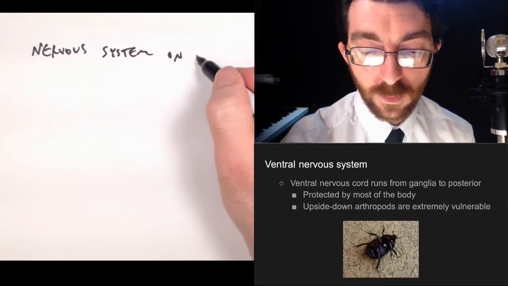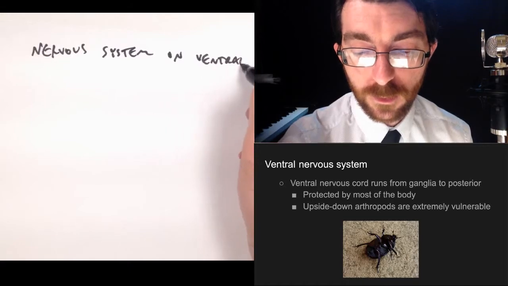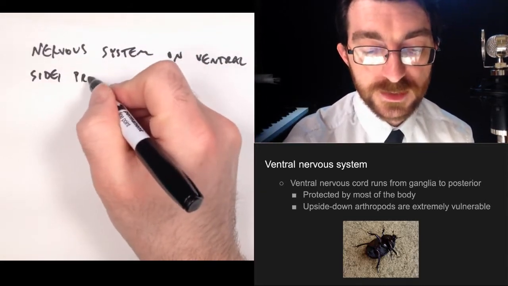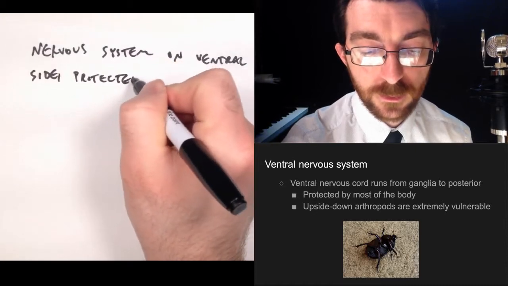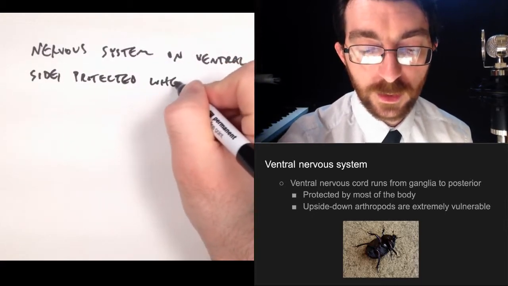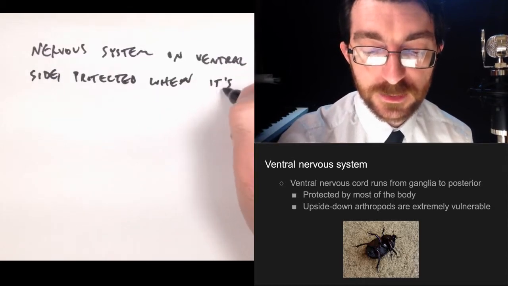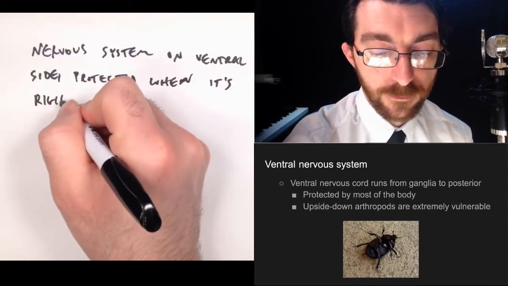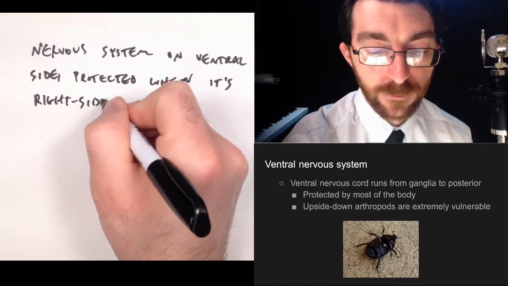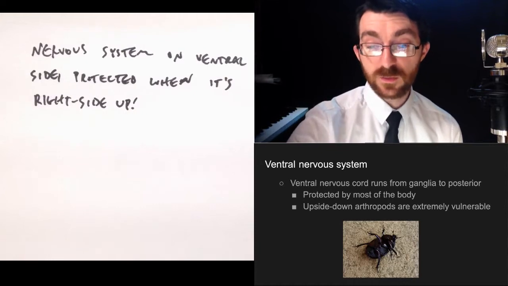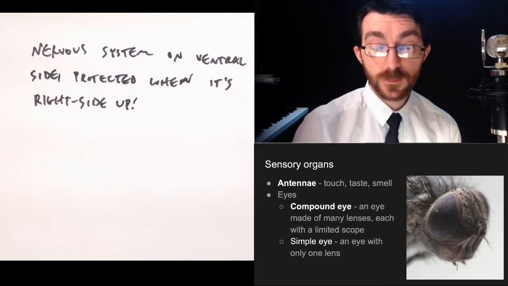Nervous system on ventral side. It's protected, but only when the creature is right side up. So yeah, a bug on its back is really, really vulnerable.